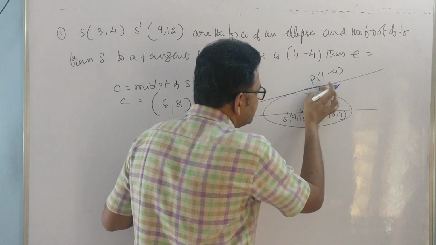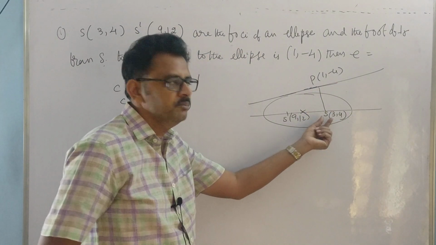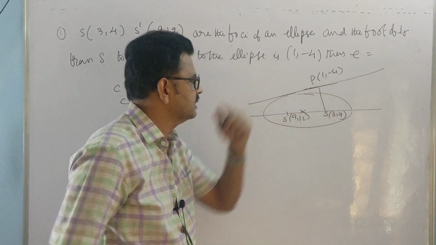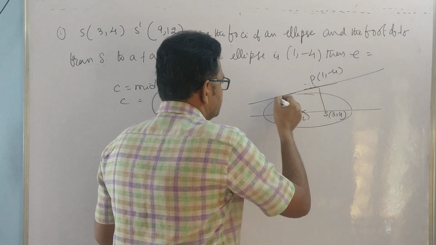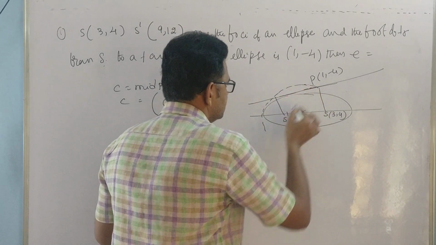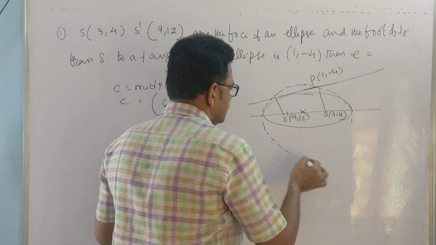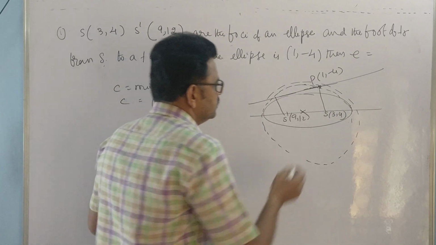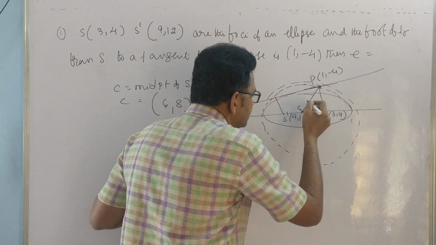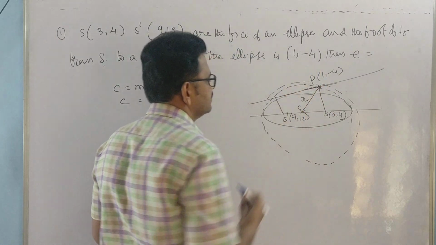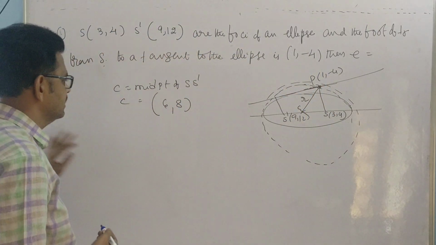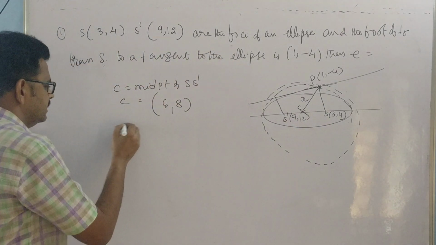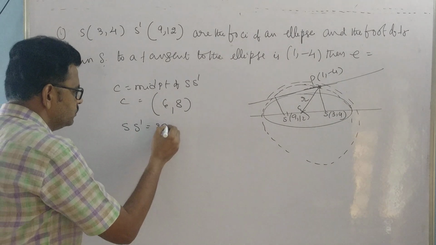The point P lies on where? P is the foot of perpendicular from focus to the tangent. That means the point P lies on the auxiliary circle. So this distance CP is nothing but the radius of the auxiliary circle. And SS dash is the distance between the coordinates of the foci, that is 2AE.